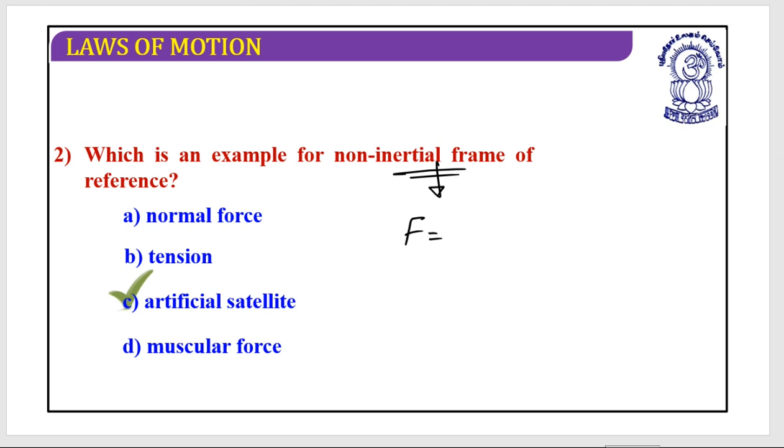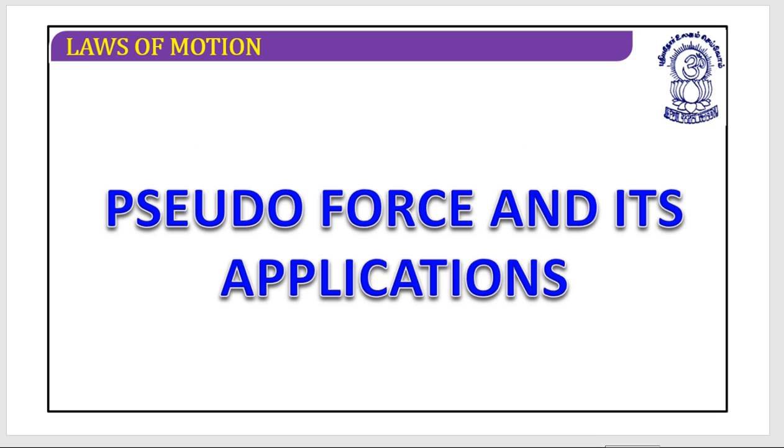Non-inertial frame means the force is not equal to 0 and acceleration is not equal to 0; acceleration must be there, force must be there. So artificial satellites come into the category of non-inertial frame of reference. Is it clear? Great. Now let's look at the pseudo force and its application. We are going to discuss this with its applications.